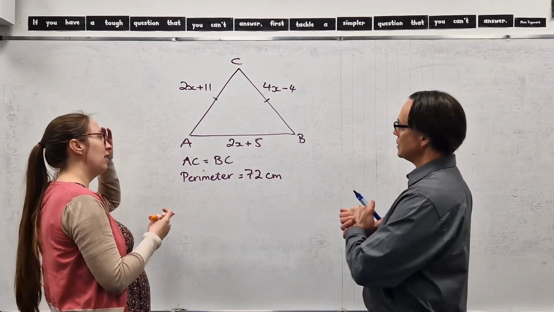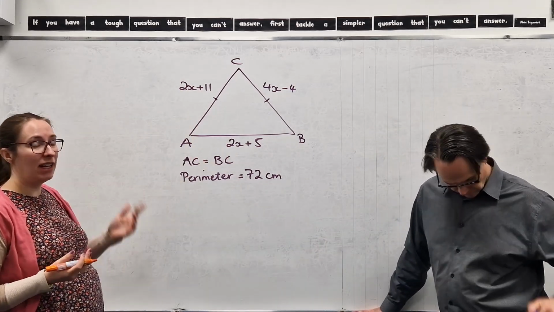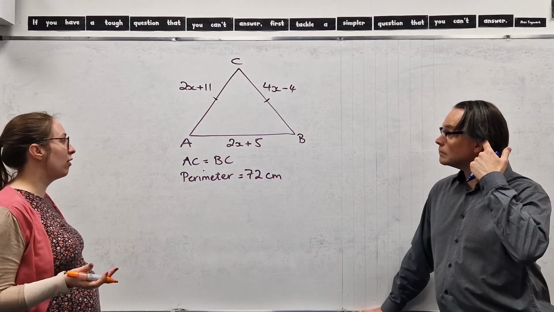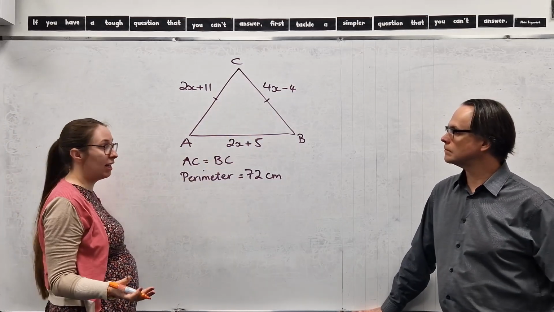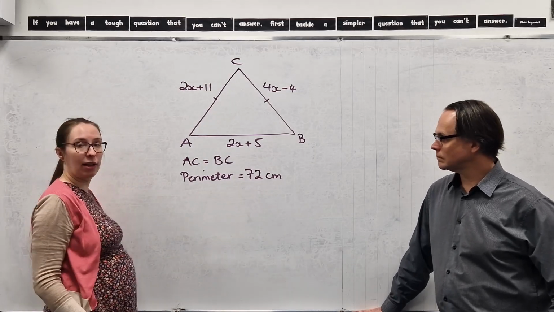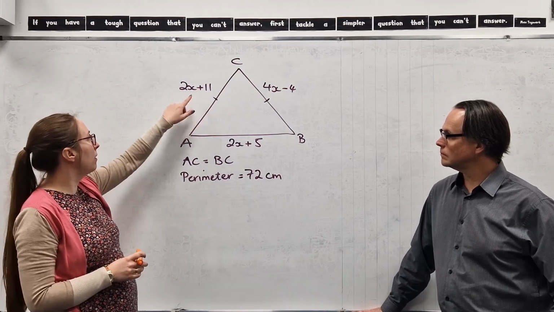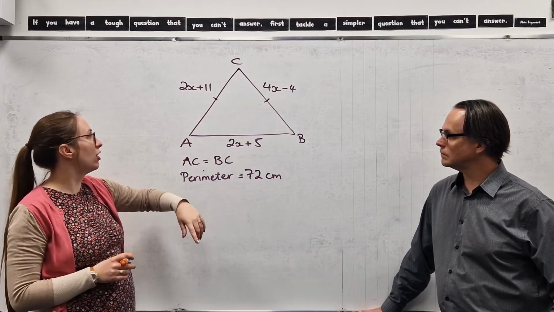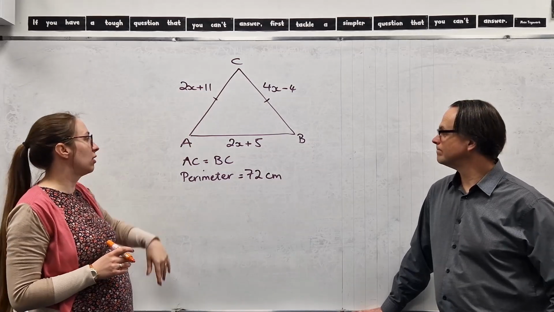Okay, so in the question, it tells you that we have a triangle ABC. It doesn't actually tell us that it's an isosceles triangle, but it tells us that AC equals BC, so it's clear that it is isosceles. It also gives you the perimeter of 72 centimetres, and the question asks, what is the area of the triangle? So it's clear to see that because each side is given as an expression, we're going to have to find out x first in order to solve the question.